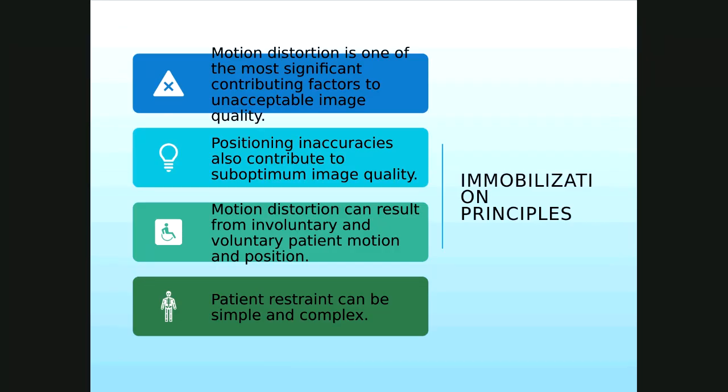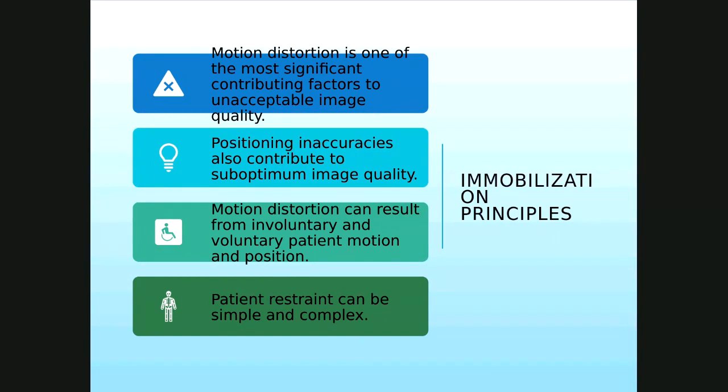When we look at immobilization principles, they reference that motion distortion is one of the most significant contributing factors to unacceptable image quality, meaning if the patient moves, that would be cause for us to repeat an image, which means re-radiating the patient. Positioning inaccuracies can also contribute to suboptimal image quality, meaning if you're not positioned properly or the patient's not maintaining the position you put them in, that can also lead to repeats.